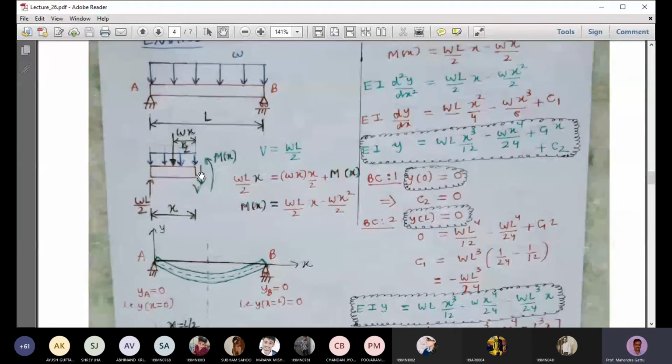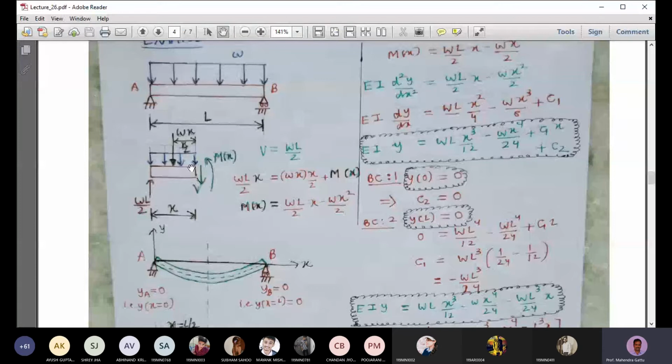Here this length is x, and the reactions at A and B are wL by 2 and wL by 2. So that reaction is shown here, wL by 2. And on the right surface, we have the shear force V acting in the downward direction, and M of x, which is shown in the anti-clockwise direction. But that is a positive sign convention.